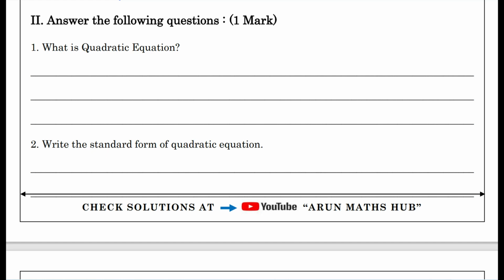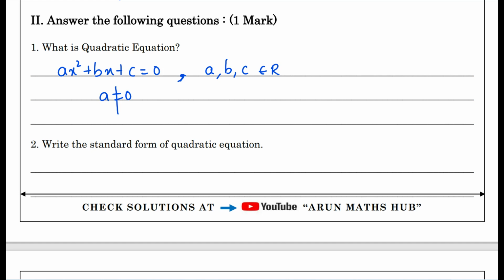Now moving to 1 mark questions. Answer the following 1 mark question. What is a quadratic equation? An equation in variable x is of the form ax square plus bx plus c equals to 0, where a, b, c belong to real numbers, and the important condition is a is not equal to 0. A should not be equal to 0. What is a quadratic equation? You should write it in a statement.